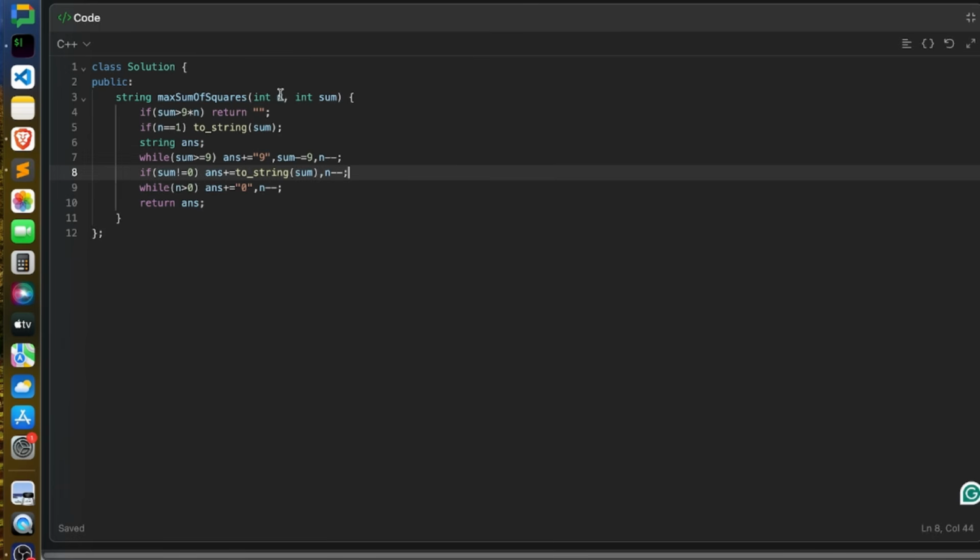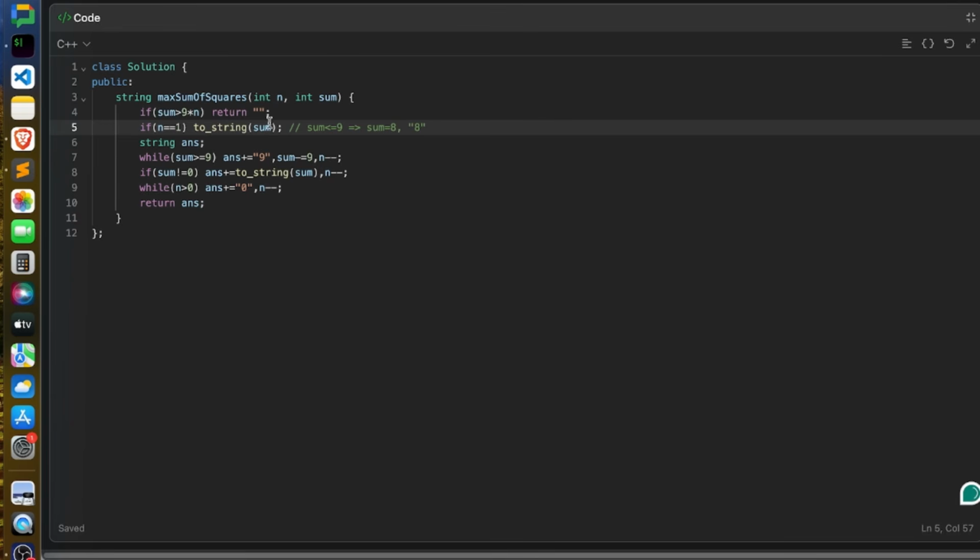Here is the code. You are given n and sum, right? First check if your sum is more than 9 into n, then just return an empty string, because the maximum possible integer which you can get is by keeping all 9s. Otherwise, if your length is 1, then just return the string format of the sum, because if n is 1, it means that your sum is always less than or equal to 9. So just return the corresponding string value. Let's say your sum was 8, so just return 8 here.